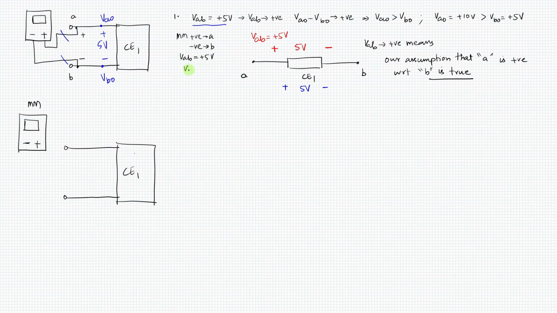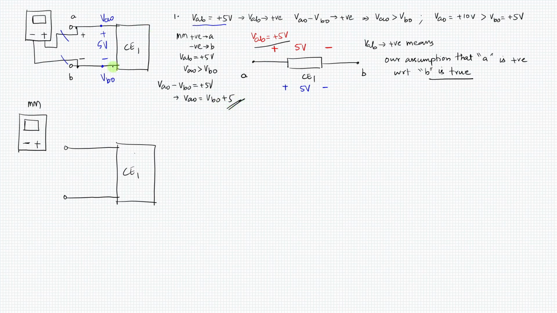And also we found out the meaning of VAB being positive. It means VA0 is greater than VB0, or VA, the voltage of terminal A, is higher than the voltage of terminal B. How much higher? It is easy. You know that VA0 minus VB0 is equal to plus 5 volt. That is the measured value. So clearly you can see VA0 is equal to VB0 plus 5 volt. So when you write VAB is equal to plus 5 volt, it means VA0 is higher than VB0 by 5 volt. That is the basic idea.